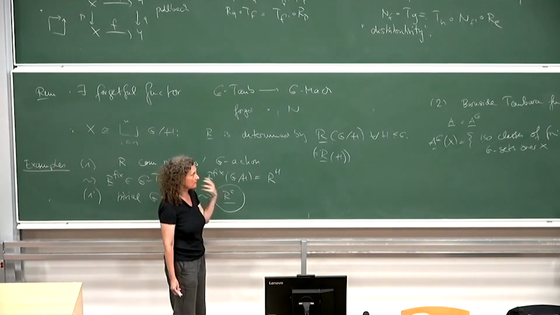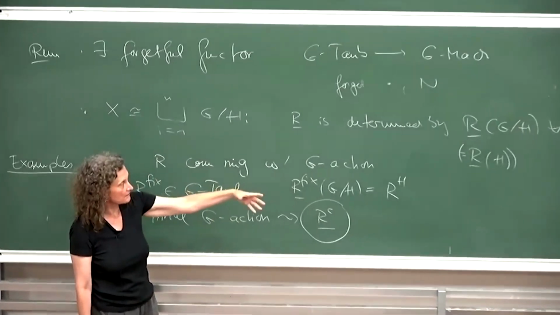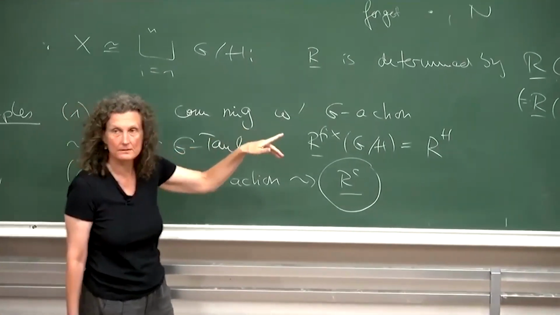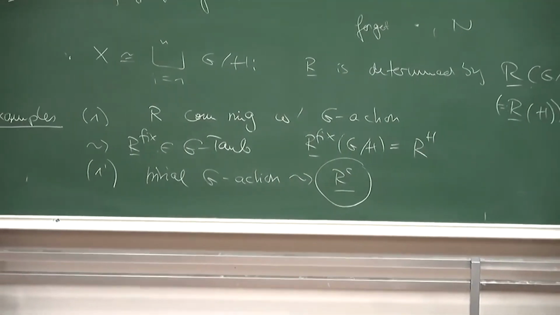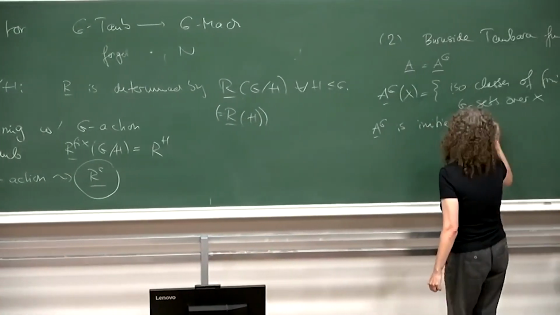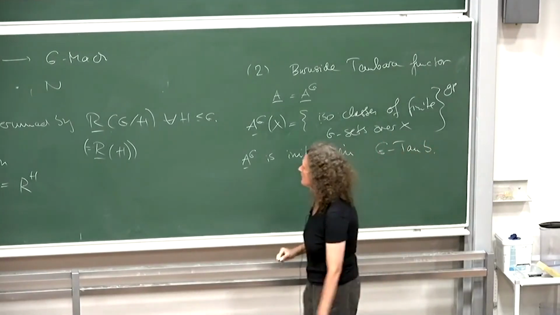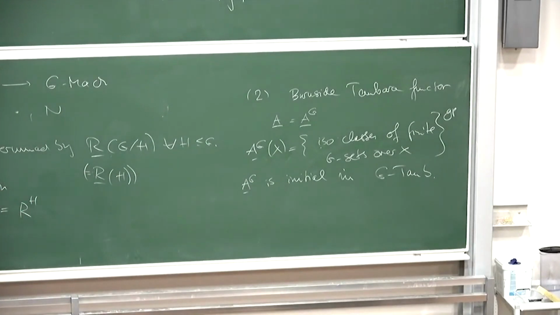So why is this an important gadget? For rings, the integers are initial. If you work in G-Tambara functors, then this is the initial object. So A_G is initial in G-Tambara functors. So I will really need these two examples.